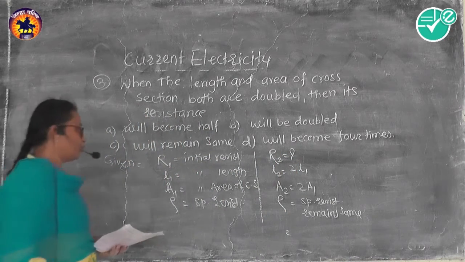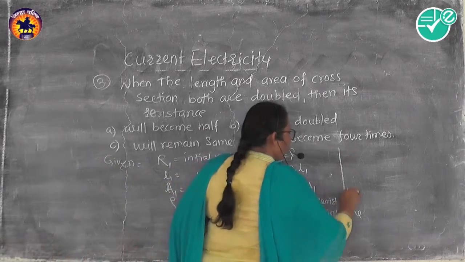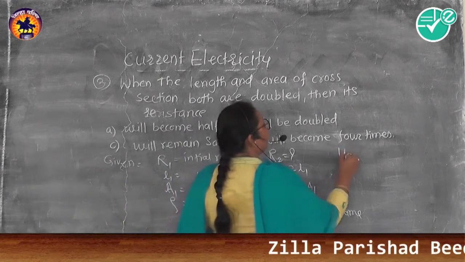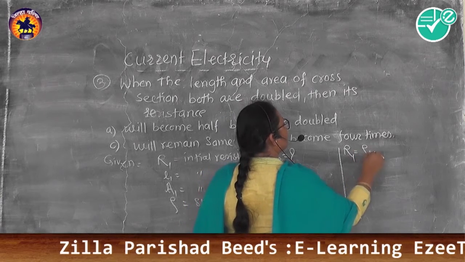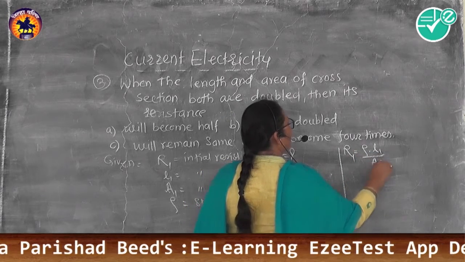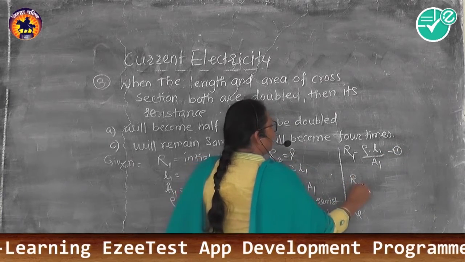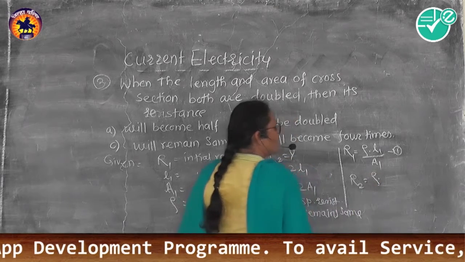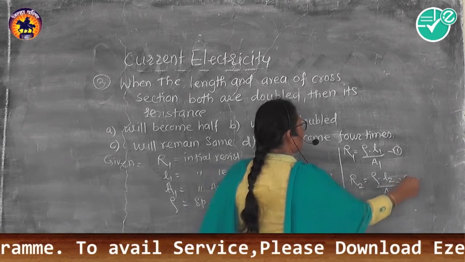Now how can we calculate? First of all, we have to write the relation for these two resistances individually. Means according to definition, R1 can be written as rho into L1 upon A1. So this is equation number 1. Now we can write the relation for changed resistance, rho into L2 divided by A2. So this is equation number 2.